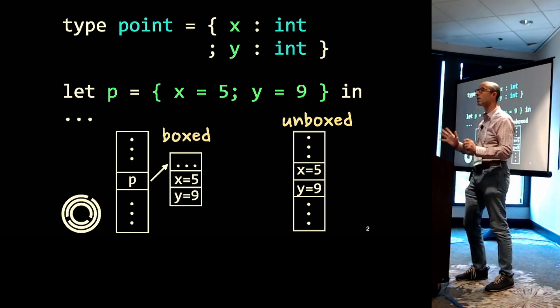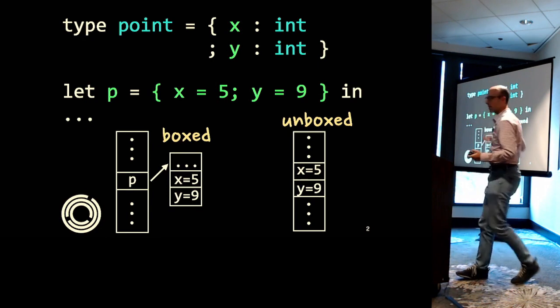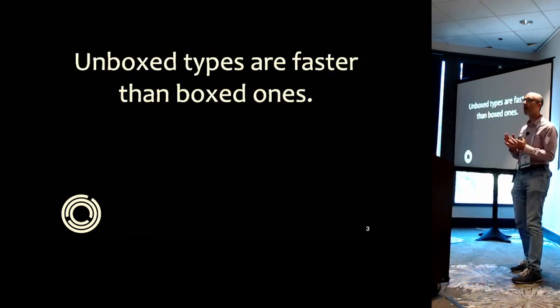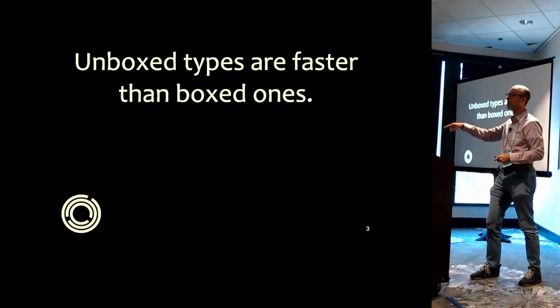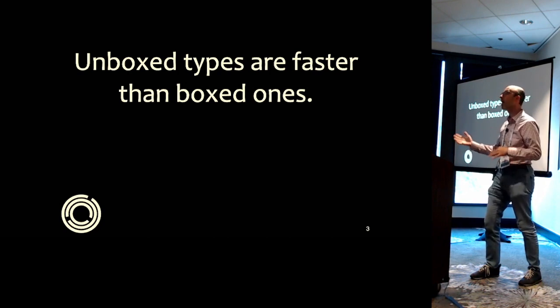Okay, so with that understanding of boxed versus unboxed, I'm going to make a claim that unboxed types are faster than boxed ones. Right? We have to do less indirection. Right? I don't have to walk to another part of memory to retrieve the fields from my record. I don't have to allocate that memory. I can have better cache locality with unboxed types.